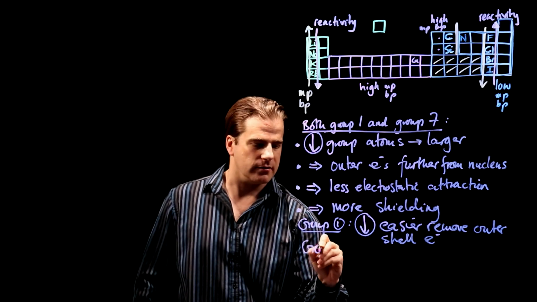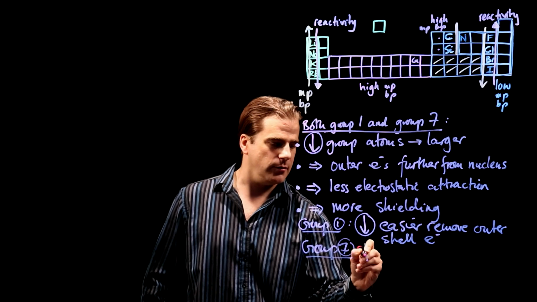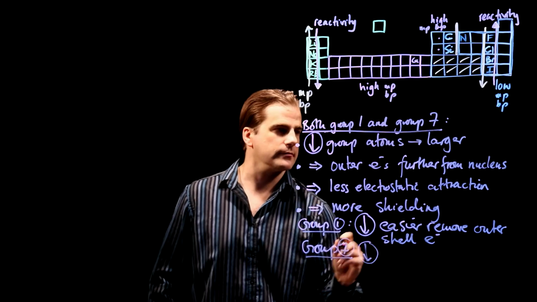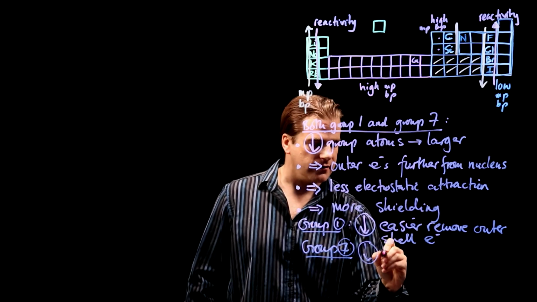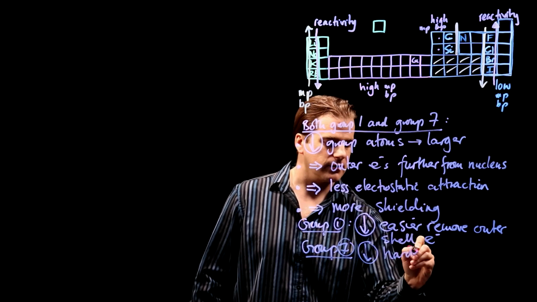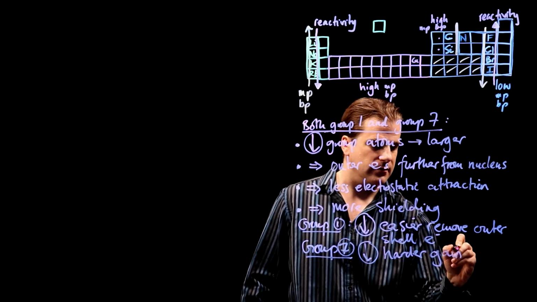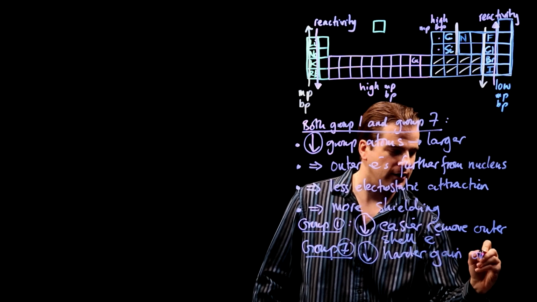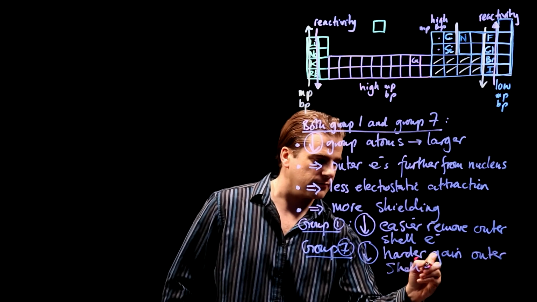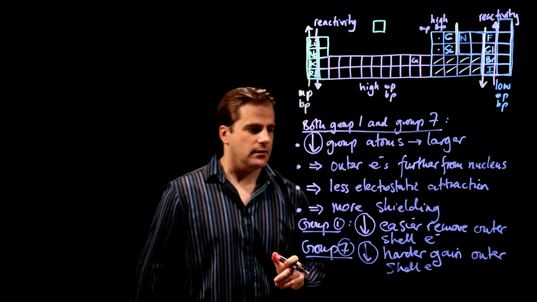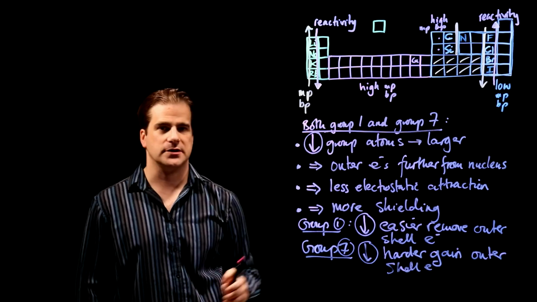And it's the opposite for the halogens. Okay? Group 7, as you move down the group, it's harder to gain, okay, an outer shell electron. And that will get you full marks. Okay? That's the full picture.